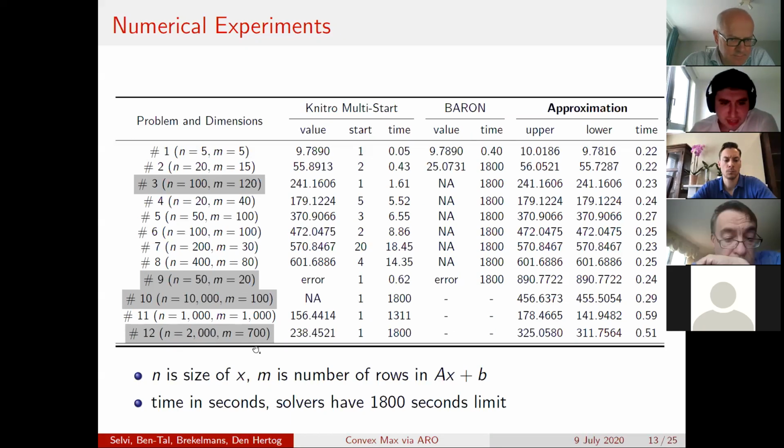And in another case where m is larger, this is an interesting case because in problem 12, Knitro can find a solution in half an hour, but this solution is worse than our lower bound solution that we just computed in half a second. We also have a gap with our upper bound, but this is not big, and the whole upper and lower bound approximation works in half a second.